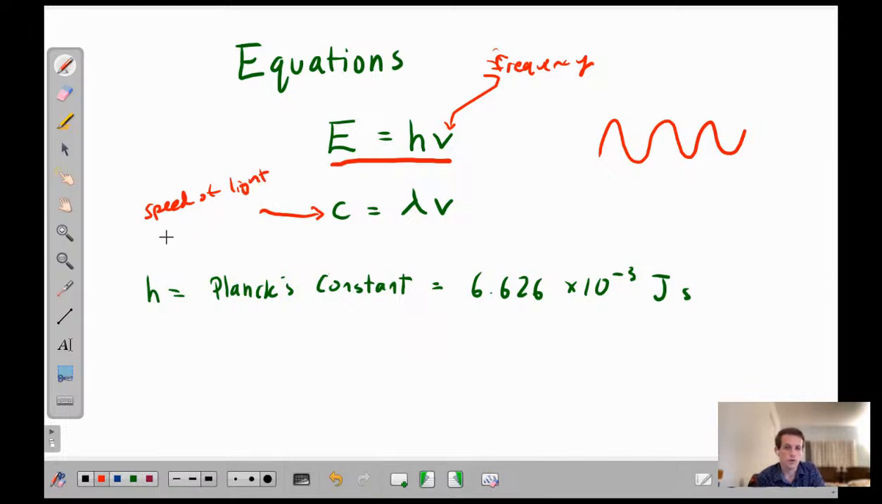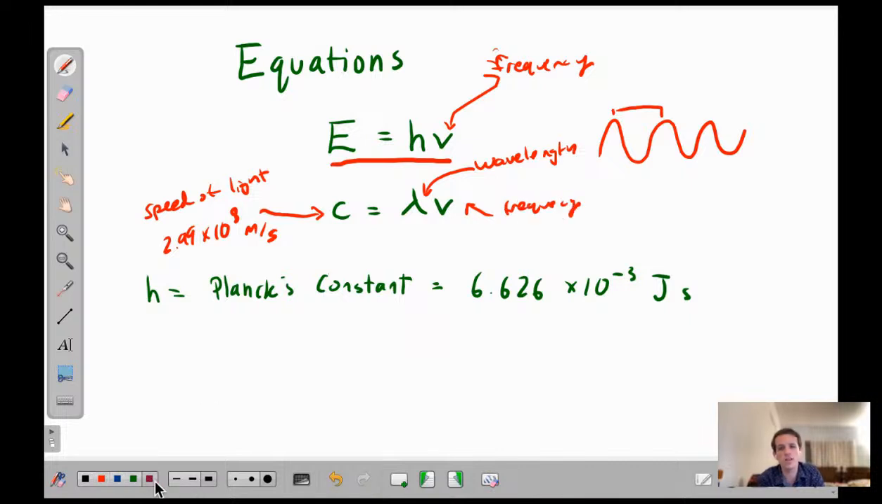Now, I usually tell people it's 3.0 times 10 to the 8th, but you probably want to look it up. Maybe it's 2.99, 2.88. I don't know what AP is using on their formula sheet, probably something pretty accurate. Meters per second. And it's equal to the wavelength, that's what this weird symbol is, so how long the wave is from peak to peak or trough to trough, times the frequency.